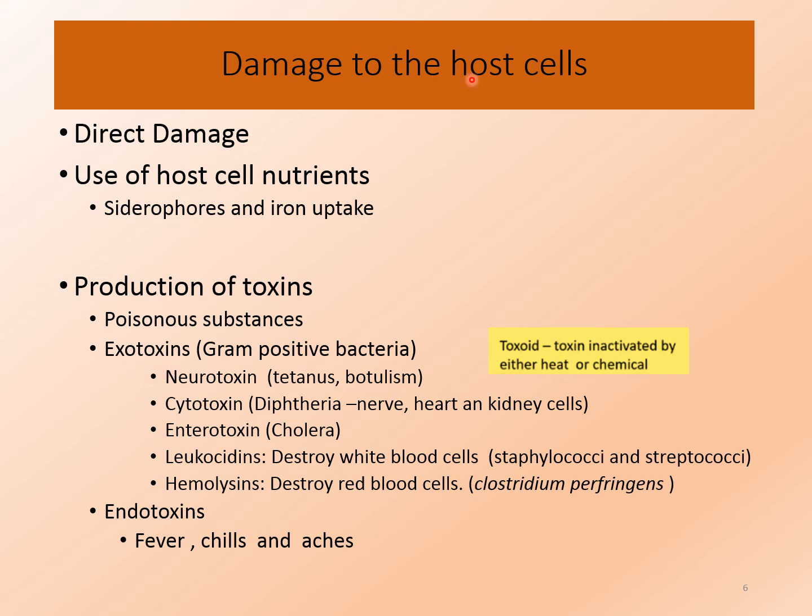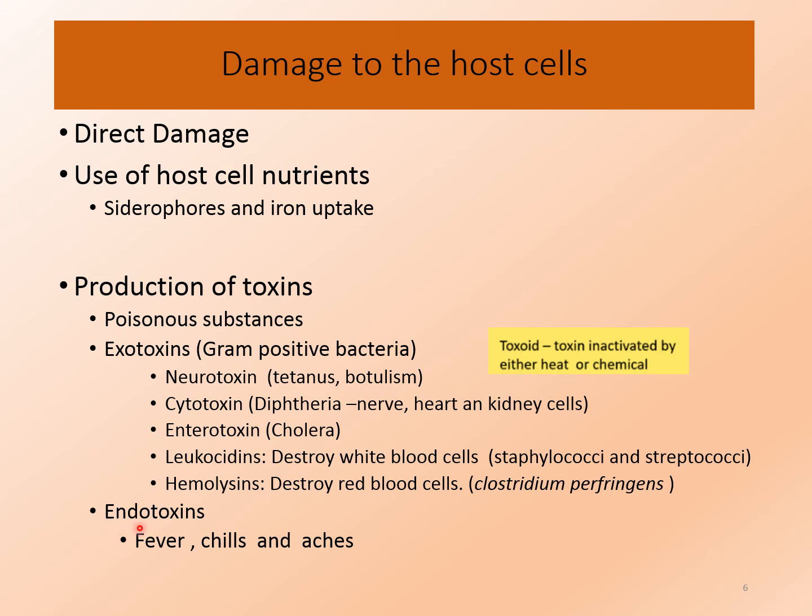Exotoxins are antigenic. Antibodies called antitoxins produce immunity. Toxoids are toxins inactivated by either chemical or heat treatment and can be used to prevent infections caused by exotoxins.